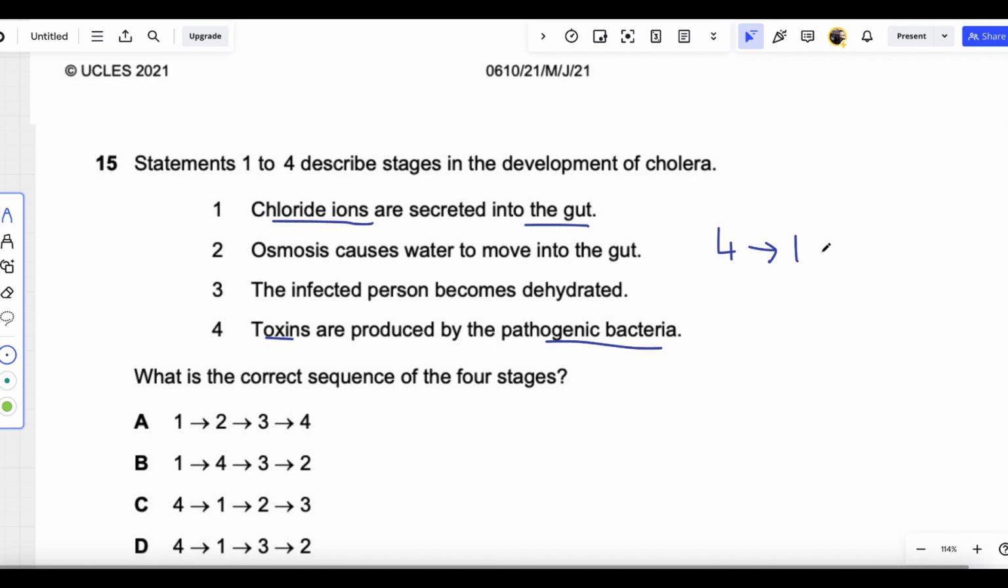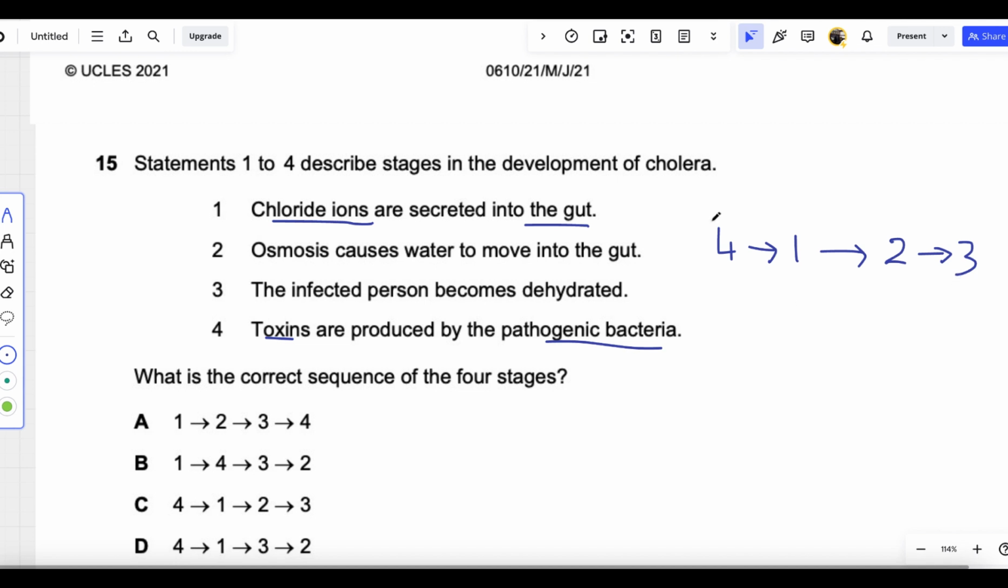Okay, the process by which the water will move. So this could be the next one. Osmosis causes water to move into the gut could be the next one, because after you say chloride ions are secreted, the pathogen or bacteria cause chloride ions to be secreted in the water you're about to drink, and then when you drink, osmosis will cause the water to move into your gut. That's the third step. Then the fourth step will be the infected person becomes dehydrated. The infected person, that water you drink, you become dehydrated. So this will be the natural order of arrangement.